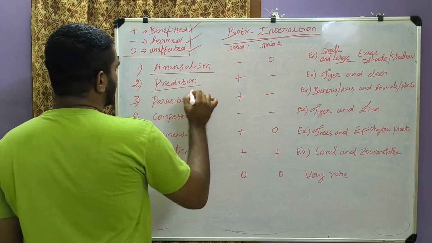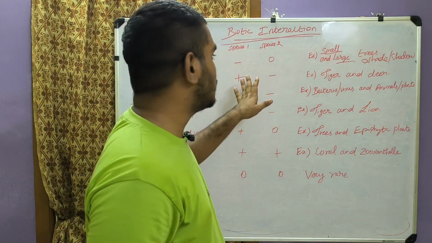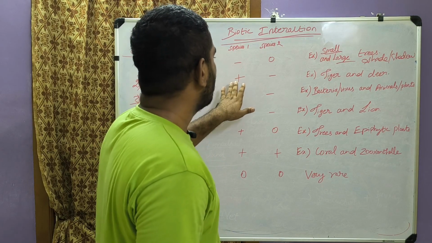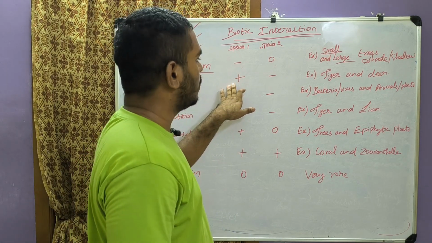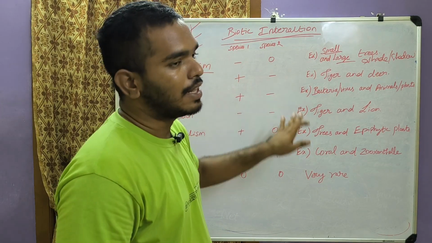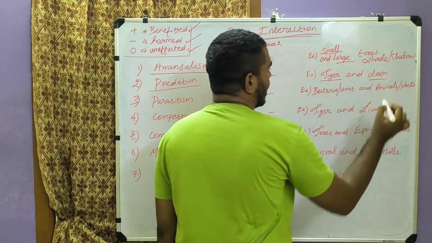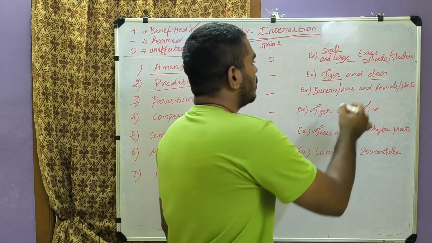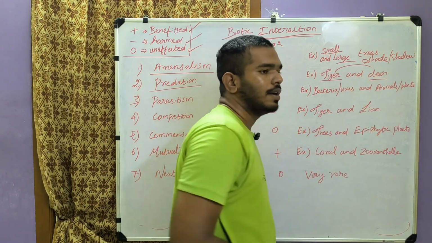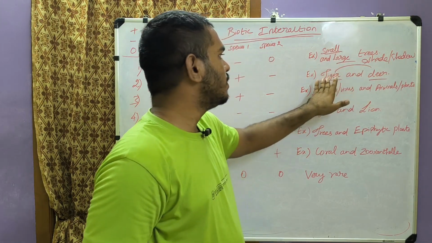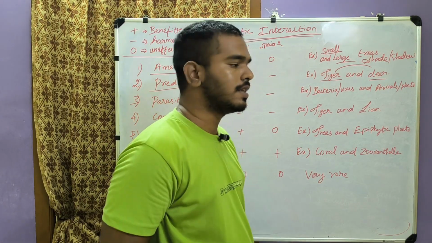Next one is predation. Predation is when one species is benefited and the other species is harmed. Take for example tiger and deer. Because the tiger eats the deer, the deer is killed. So the tiger is benefited, it gets food.